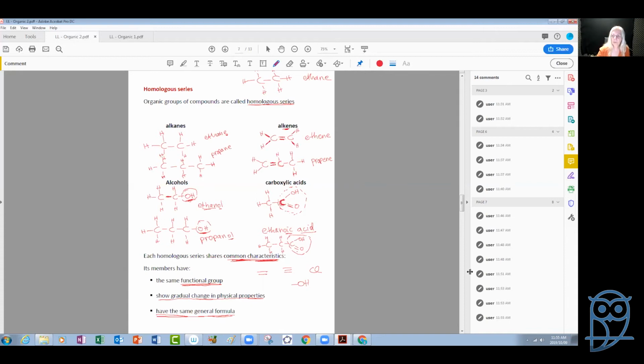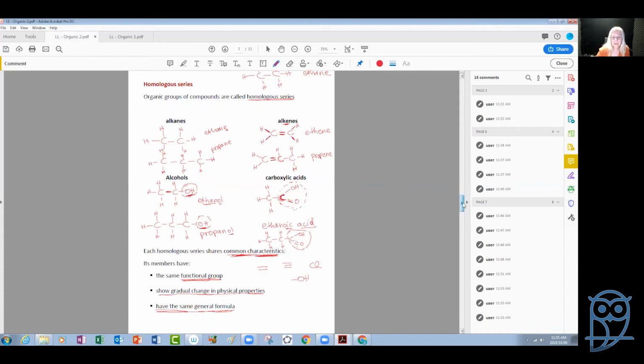Let's talk about the formula first, which is the easiest, before we discuss what gradual change in physical properties means. Now, the same general formula. If you look at all these alkanes, say ethane has 2 carbons and 6 hydrogens connected. The general formula of the alkanes is C N H 2N plus 2. All of the alkanes will have the same general formula, where N is the number of carbons.